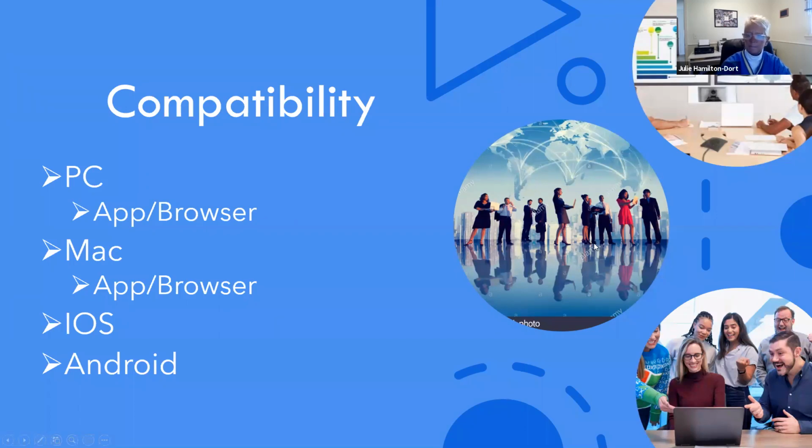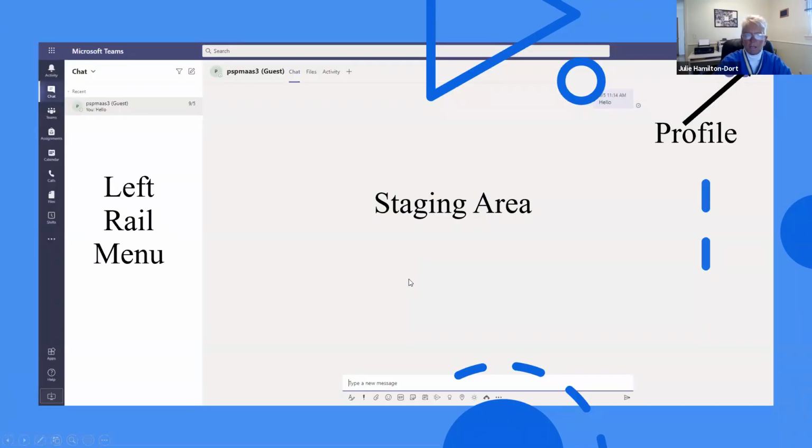It is compatible with a PC, with a Mac, with your iOS, and your Android. So any app, any browser, you can access MS Teams through. We're going to access a live MS Teams here in just a minute, but this is what your menu is going to look like. On the left-hand side, they have what we call the left rail menu, and that's where you have all of your different applications. In the middle, they have what you call the staging area where everything happens. And then in the upper right-hand corner, you have your profile.